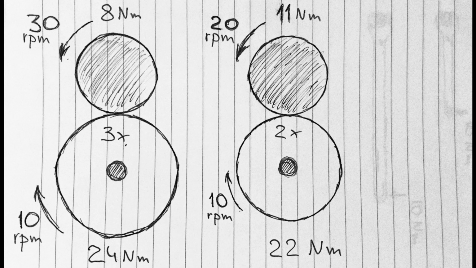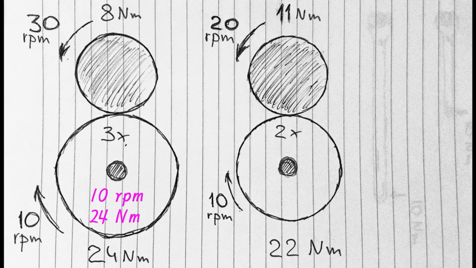So what we're doing here is we connect to that gear another gear which is 3 times bigger, and what's going to happen with RPM is it will spin 3 times slower. So we had 30 RPM and now we're going to have 10 RPM. But torque will be 3 times bigger. So 8 multiplied by 3 gives us 24. So we have 10 RPM and 24 Newton meters of torque. And the gear on the right has 20 RPM and 11 Newton meters of torque.